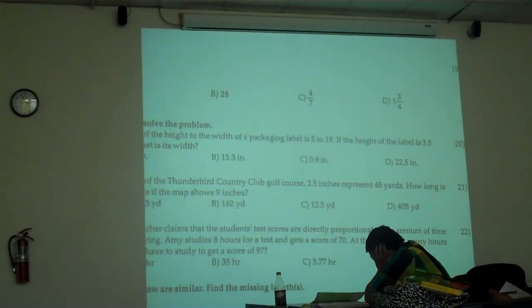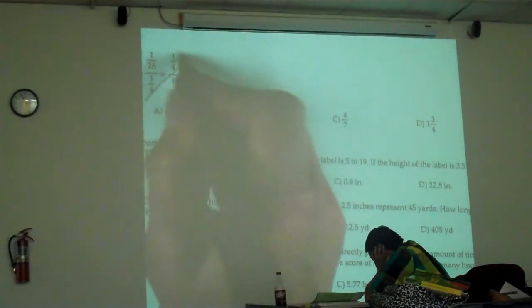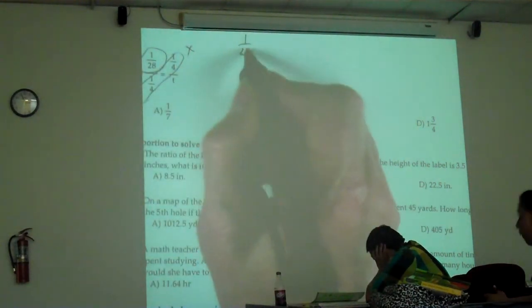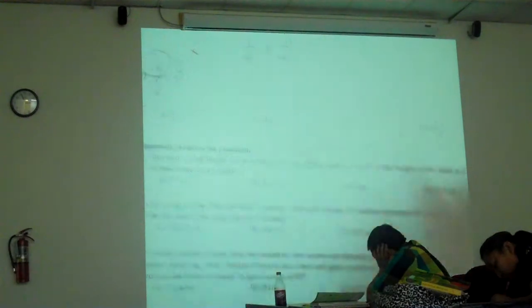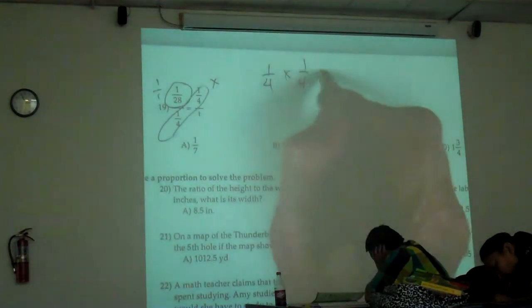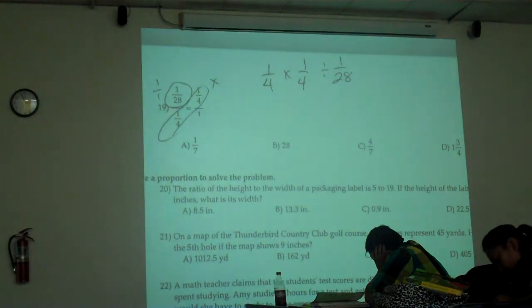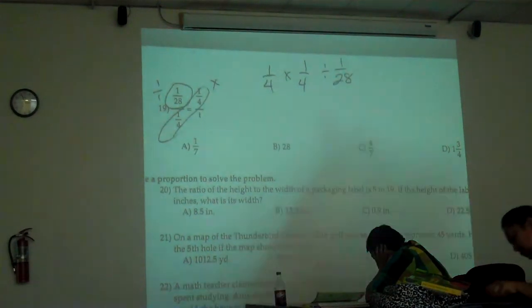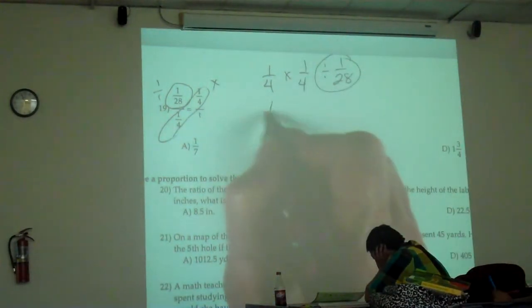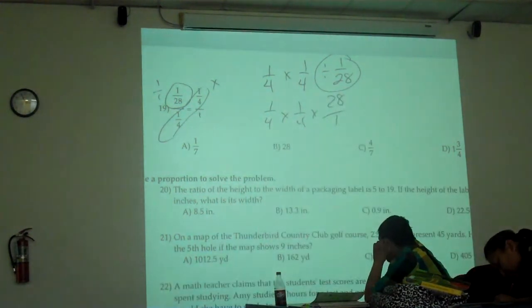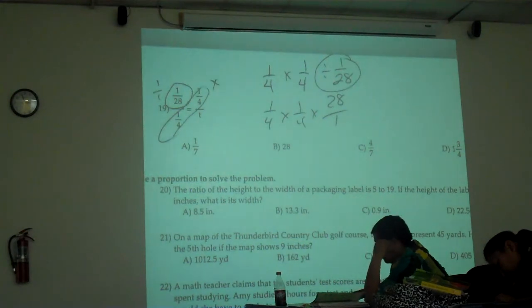Number 19, we have a lot of fractions there. Okay? I'm going to write it out. We're doing 1/4 times 1/4, and then we're dividing by 1/28. When you divide, you're going to flip it over, aren't you? So we're going to flip this one over. We're going to have 1/4 times 1/4 times 28 over 1. Let's do some dividing.